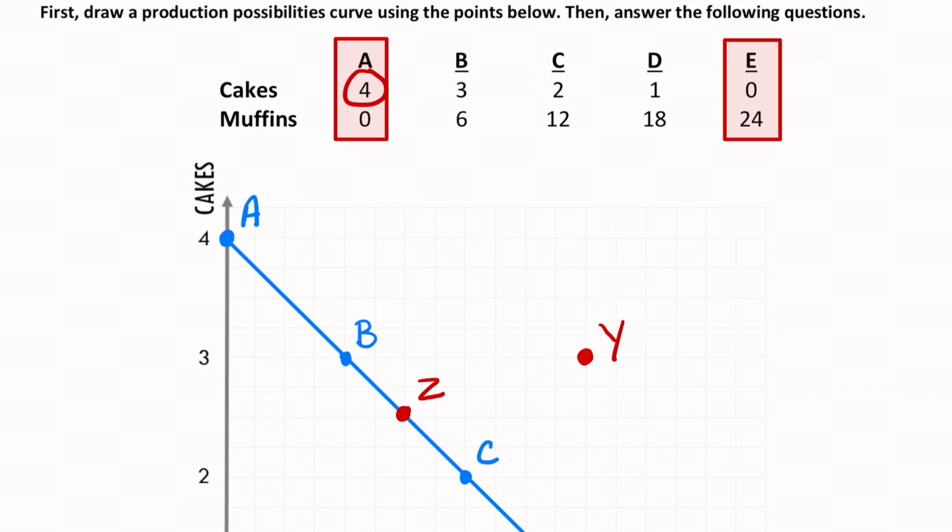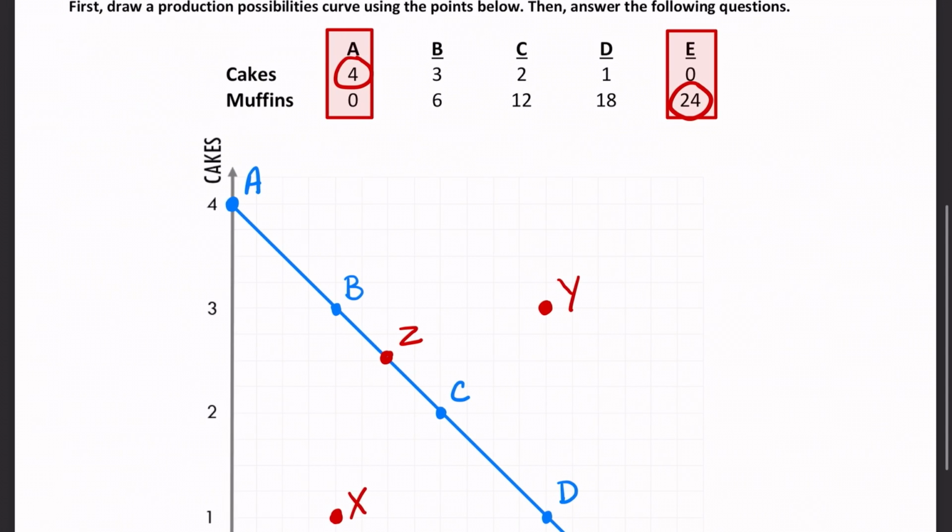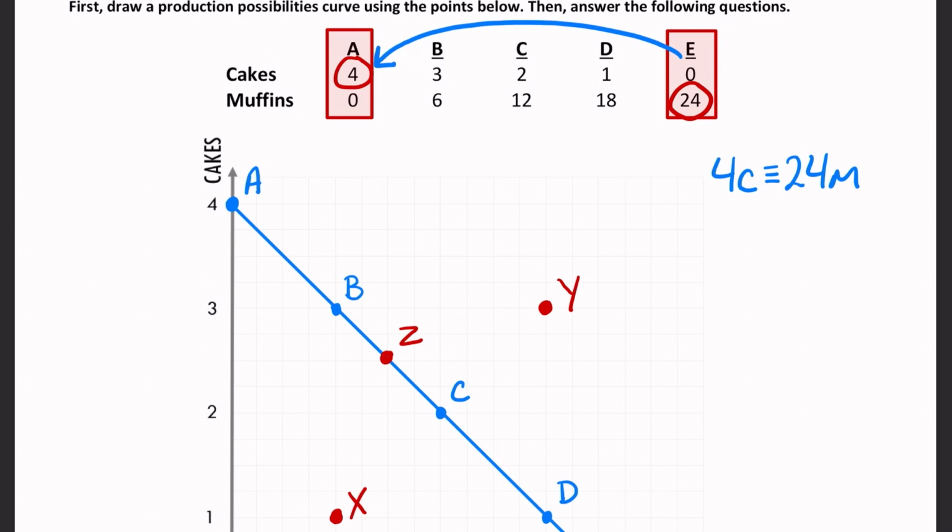Now we could take those exact same resources and only put them toward muffins. It would produce us 24 muffins. And so therefore we can set 4 cakes equivalent to 24 muffins, because we said right above, those two things use the exact same resources. And we also see that if we wanted to move from, say, point E to point A, if we wanted to add all 4 of our cakes, we would have to give up all 24 of our muffins, right? And so that's why we can set those things equivalent to one another.